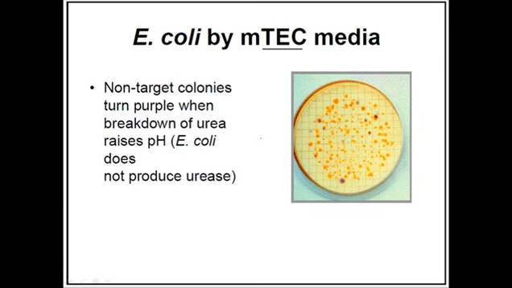And we can also use this TECTA media, in which non-target colonies turn purple when they break down urea, which raises the pH. So we have normal colonies which are white in color, and we have some colonies which are purple in color. Why do they turn purple? Originally they are yellow or orange. Because they break down urea, the pH rises up. When the pH rises, the colony becomes purple. So we can determine whether fecal coliform is present or not.